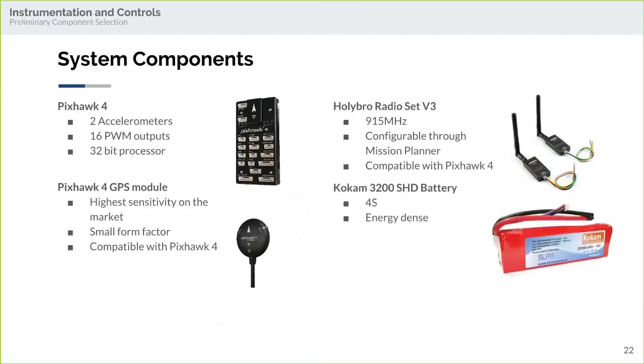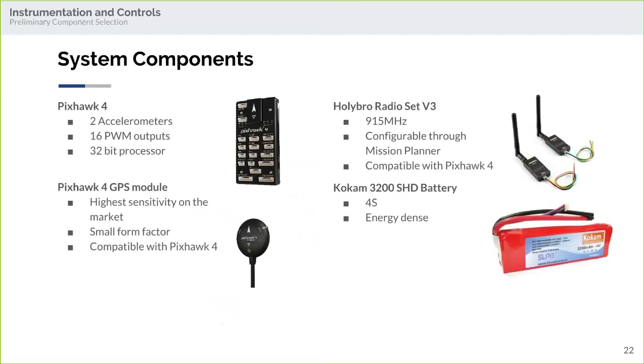Additionally, our radio is a Holybro V3. It's great because it is compatible with the Pixhawk 4 directly, which means that it's also configurable through Mission Planner, which is the software that is used to control autonomous flight. And it's in the 900 megahertz range, which means it's within the realm of hobby aircraft and doesn't require a special license. For our GPS module, we chose the Pixhawk 4 GPS module.